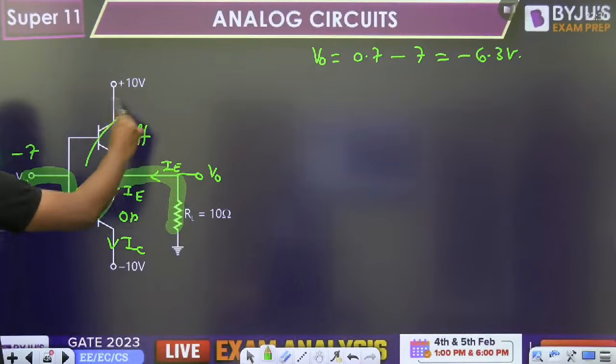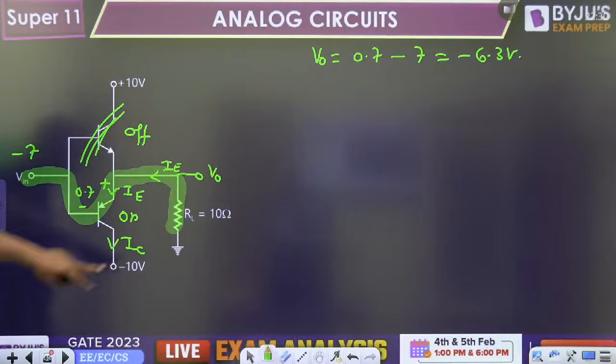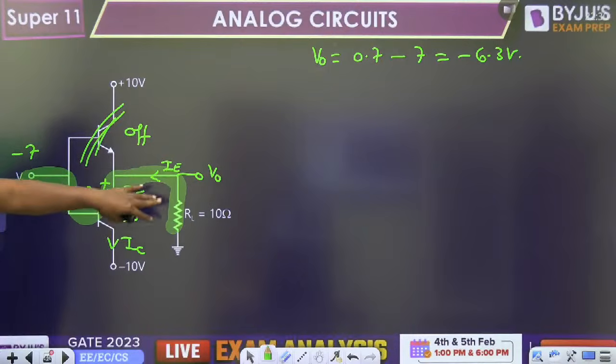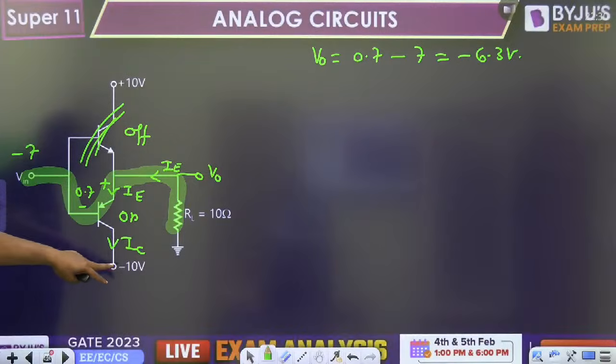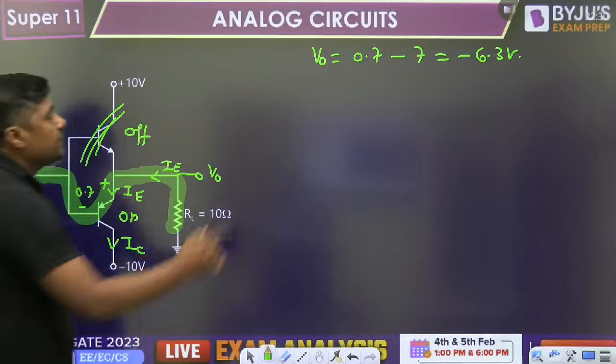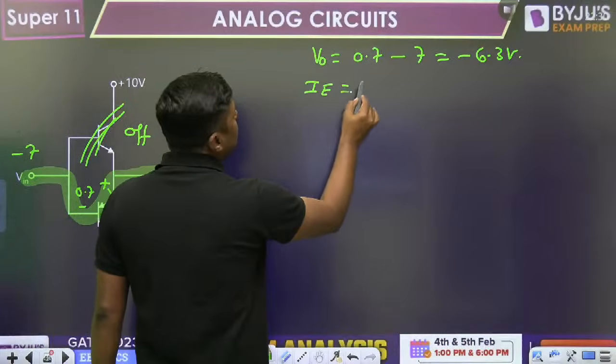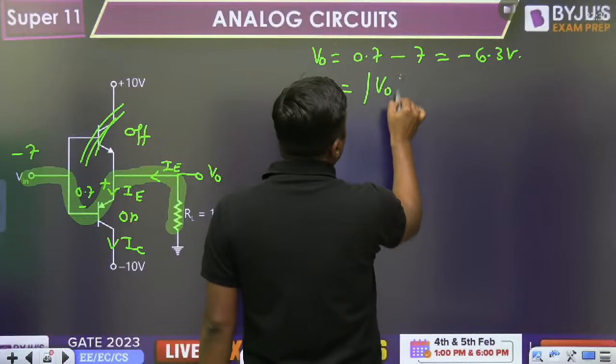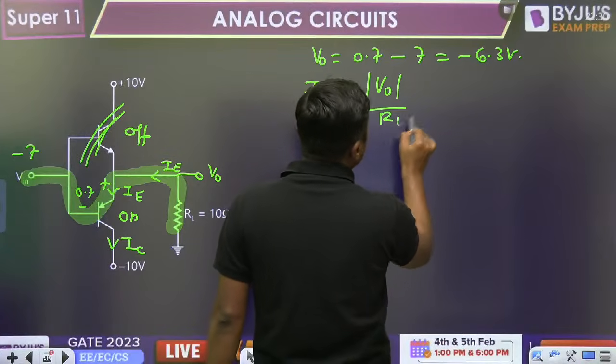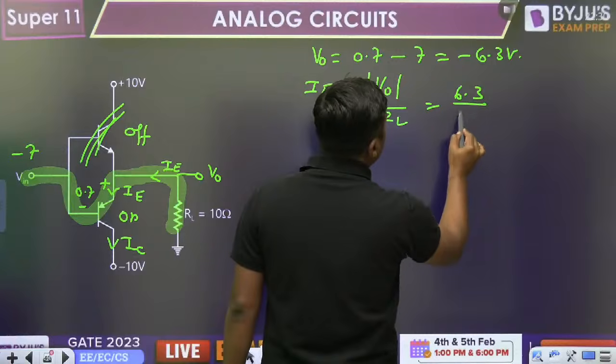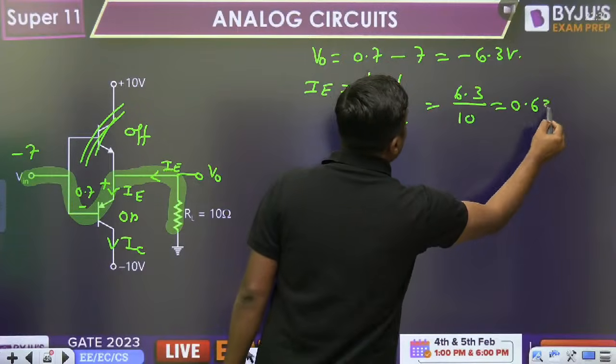Because this time this transistor is off. Again you can find, this is the reverse value, means this is the positive value of I, no problem. It will be delivered by this battery. So what is the value of the I? In the same direction you will get V naught divided by RL. 6.3 divided by 10, that is 0.63 ampere.